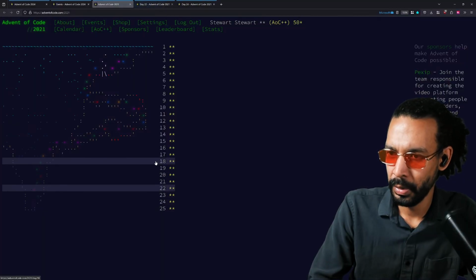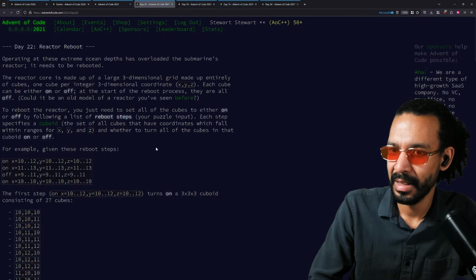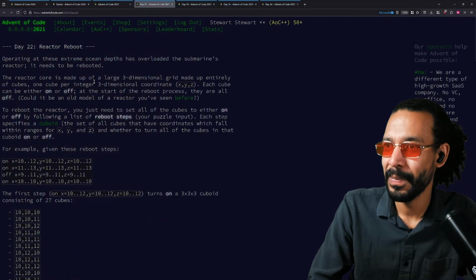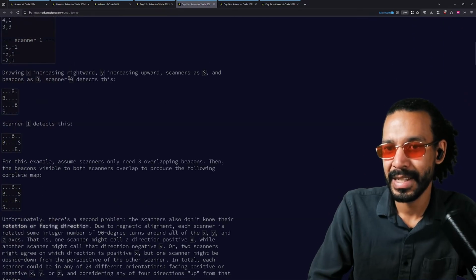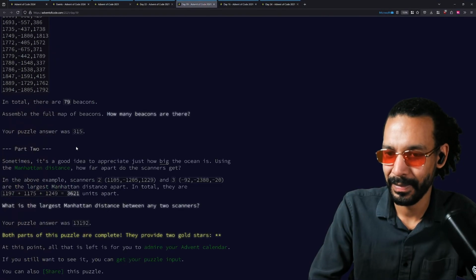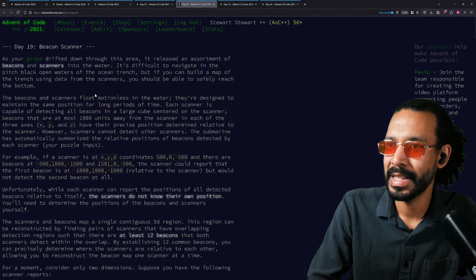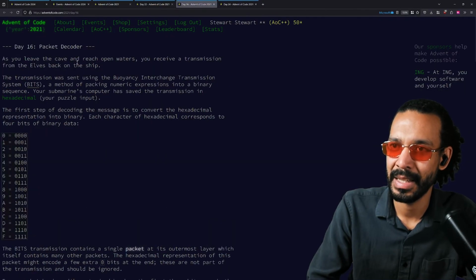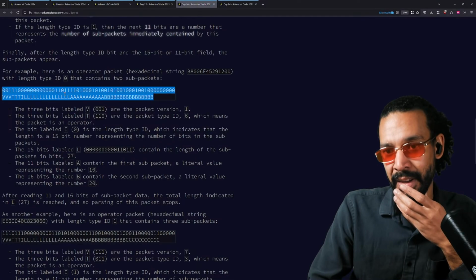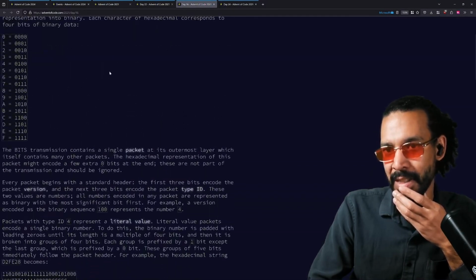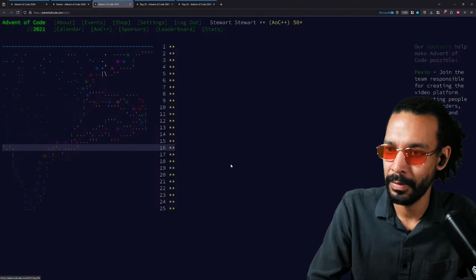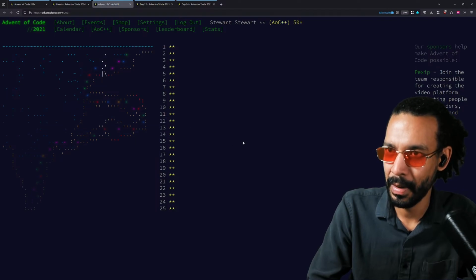I think 22, 19, 16. Let me think. Reactor reboot. So this is like 3D cubes that were overlapping. I thought that was super fun. The beacon scanner was notorious for being another tricky 3D graph one, but I would say that was not the same kind of favorite as 22. 16, decoding this binary, was fun to do. I wouldn't say that's an all-time candidate, but definitely 22 and 24 of 2021 were good ones.